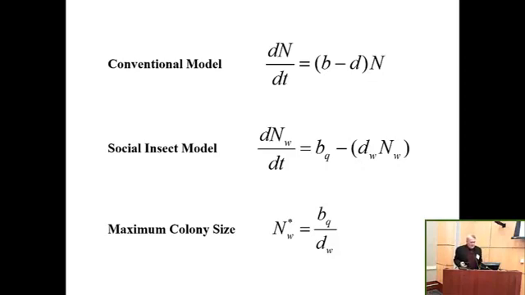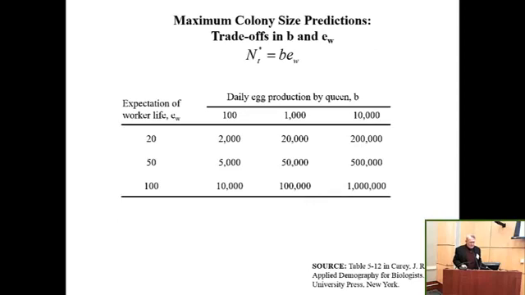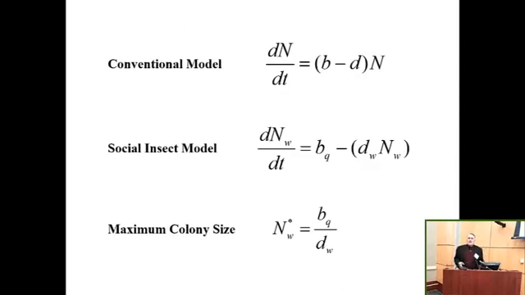But also the inverse of death rate is expectation of life. So it turns into this simple, why didn't I think of this? Because it's so simple. The number born times the expectation of life gives you the number of person years, or bee years in this case. So anyway, there's a maximum size to a colony.